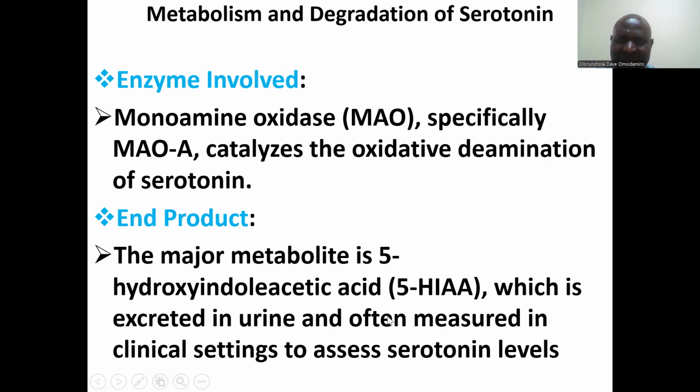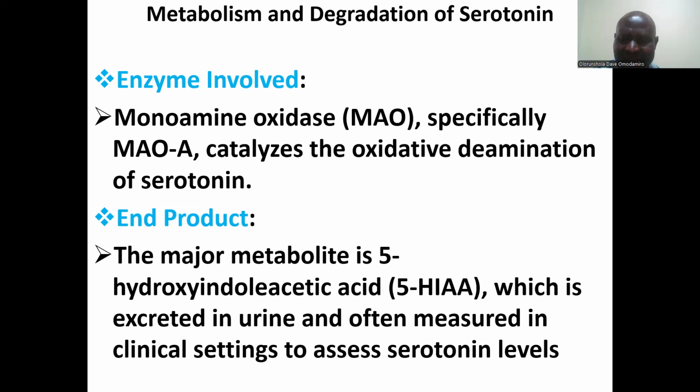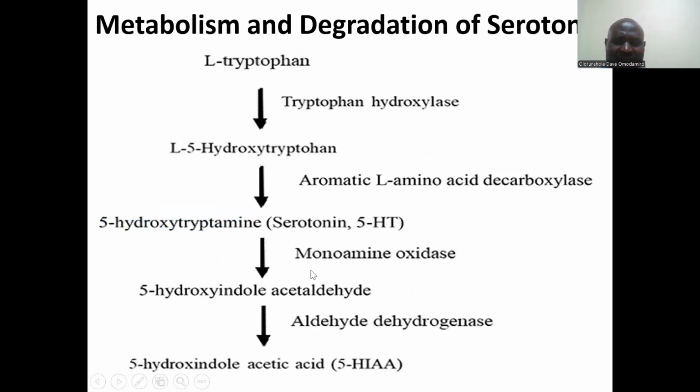The oxidation of the serotonin produces 5-hydroxyindoleacetic acid, and the organ of secretion is the kidney; it is actually found in the urine. This is the pathway for the metabolism and the degradation of serotonin.